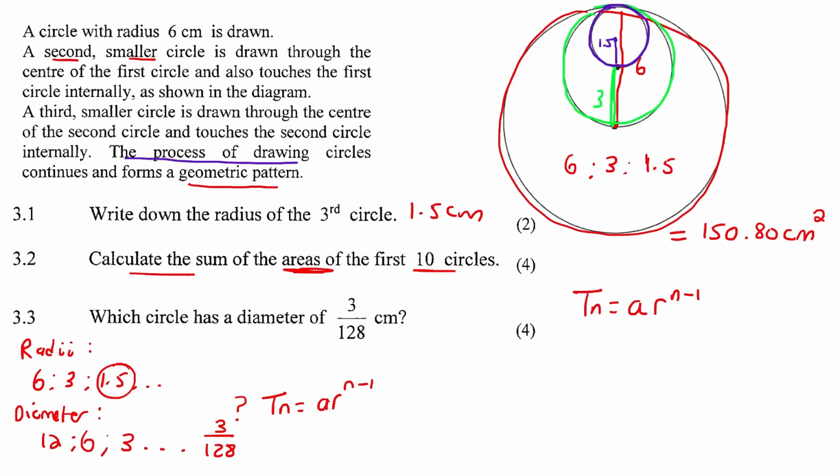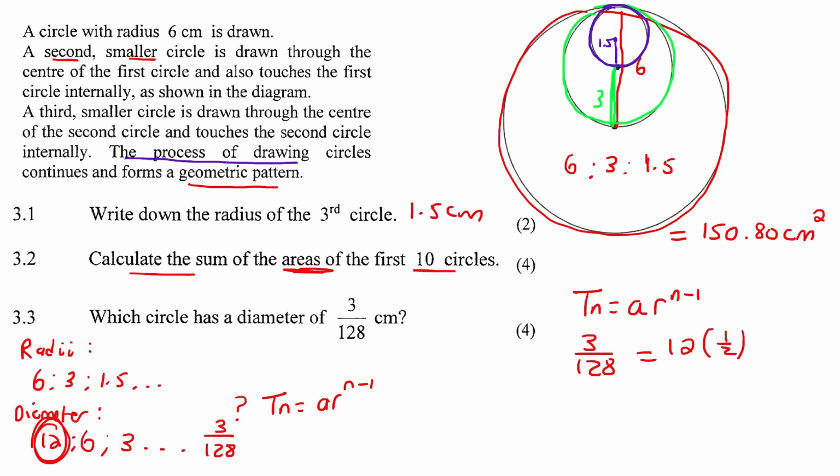So the reason we used the Sn formula for the first one is because they wanted the sum, but now they just want to know a specific term. So you've got to understand your work quite well to know when we are using Sn and when we are using Tn. We know that the value we're looking for is 3 over 128. Now a, you've got to be careful. We're looking at the diameter pattern, so that is 12. Don't put it as 6, because that's for the radius pattern. There are different a's depending on which pattern you are looking at.